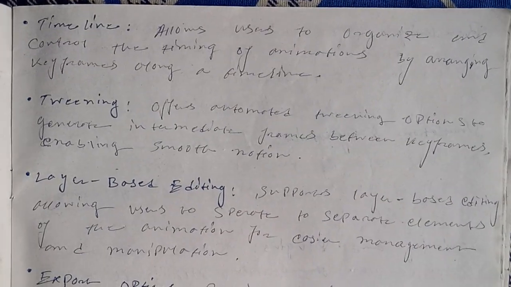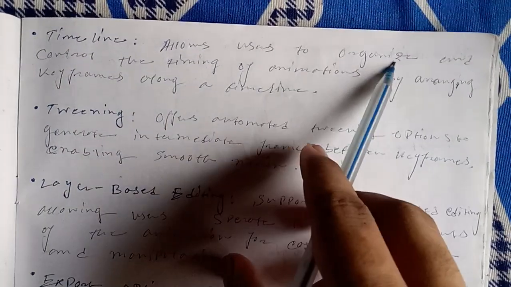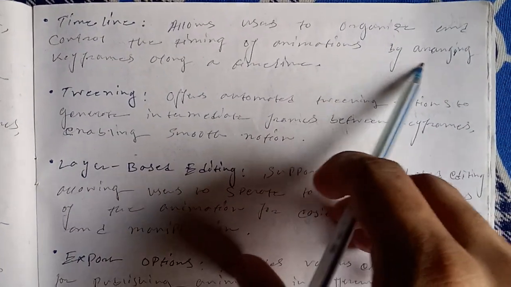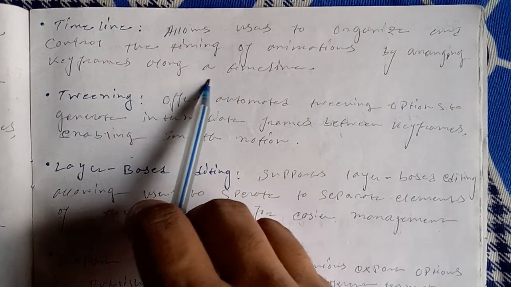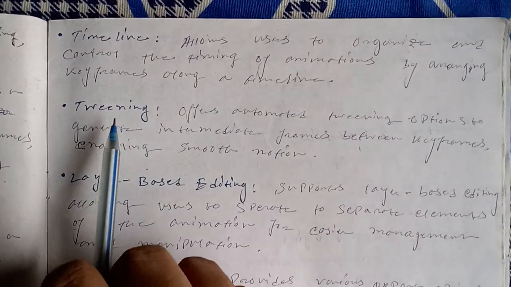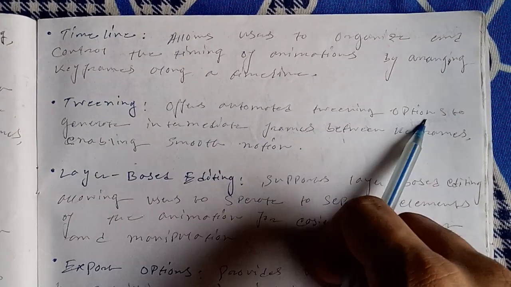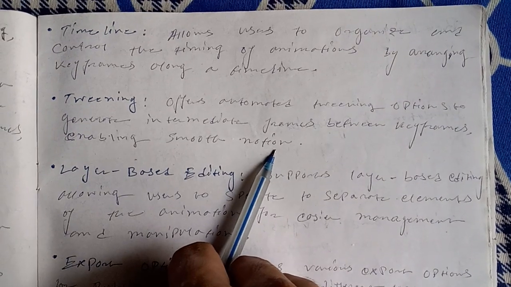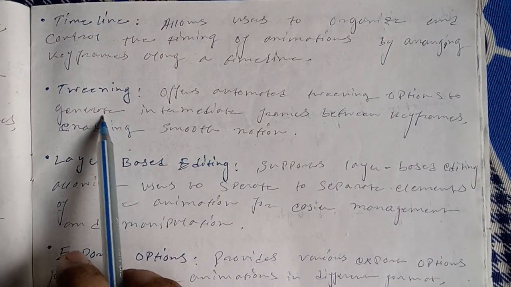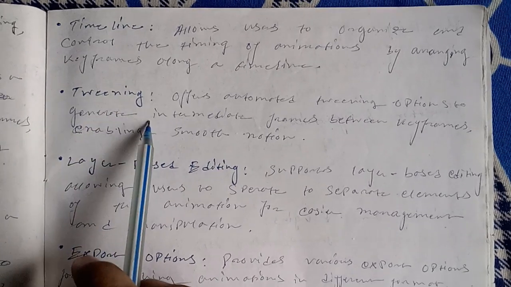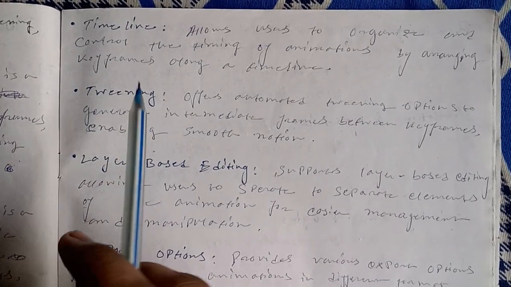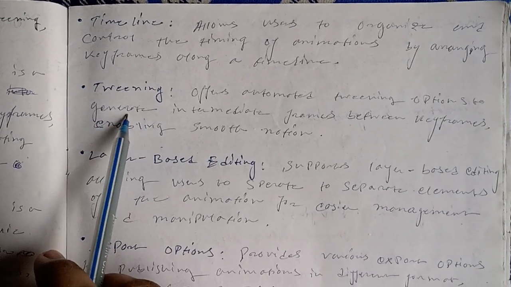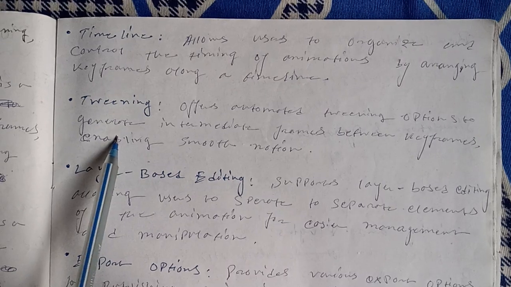Next is timeline. Timeline allows users to organize and control the timing of animations by arranging keyframes along a timeline. Tweening offers automated options to generate intermediate frames between keyframes, enabling smooth motion. Tweening is what I discussed in the previous questions, and you might have learned what tweening is. Tweening is a technique used in animation, not unlike the image manipulation technique.